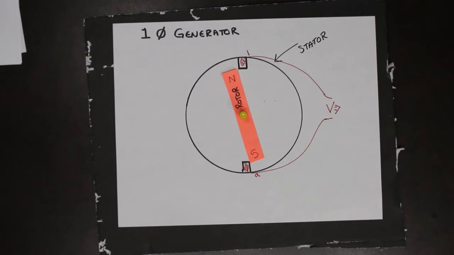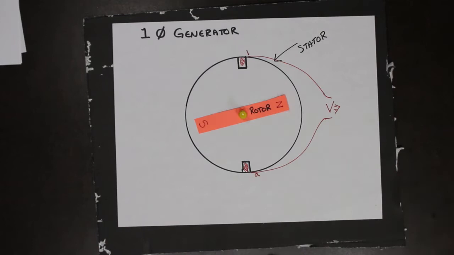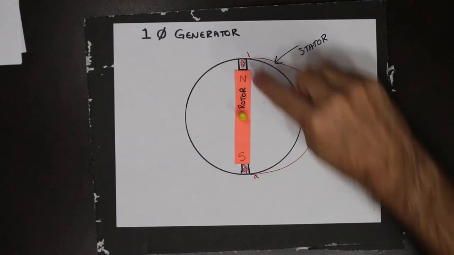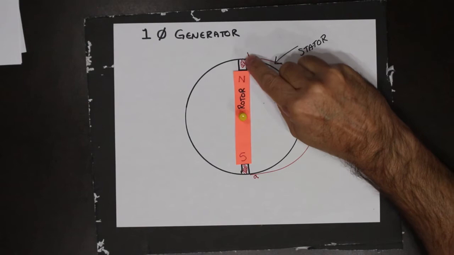So what does the actual electricity look like? I've got the generator, and I'm going to start in this position right here, where the north of my magnet is attracted to the one side of my coil.